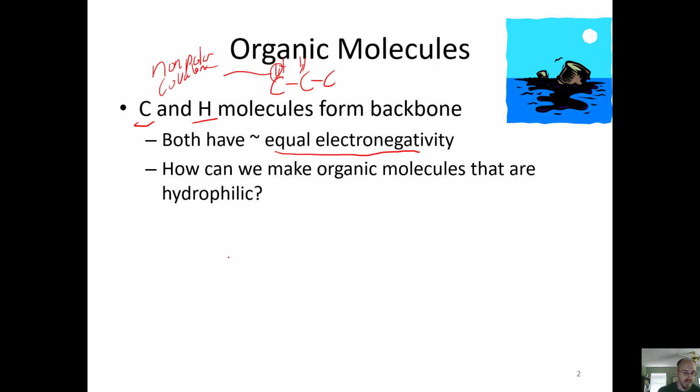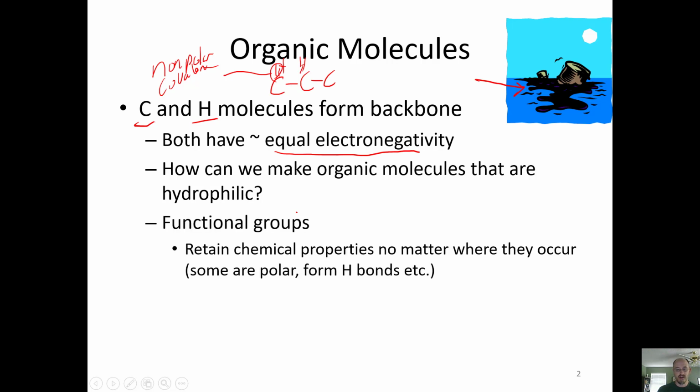Of course, we as living things are made of water, and so we have to do something about that because we can't have chemicals in our bodies that don't like water if we're going to be composed of those chemicals. So, oils are made up of carbon and hydrogen, and they are repelled by water because they're hydrophobic, because they're composed of nonpolar covalent bonds. But we can make carbon and hydrogen backbones react with water or mix with water by adding on functional groups.